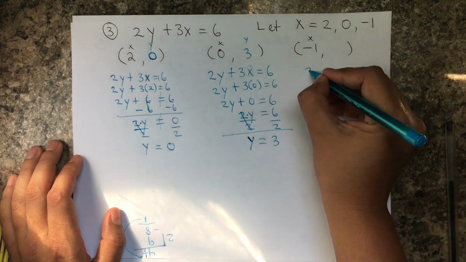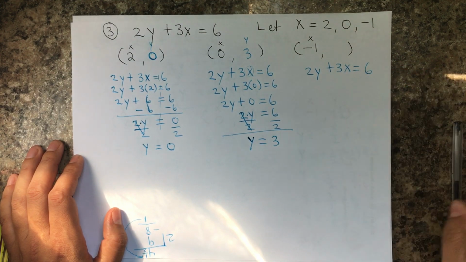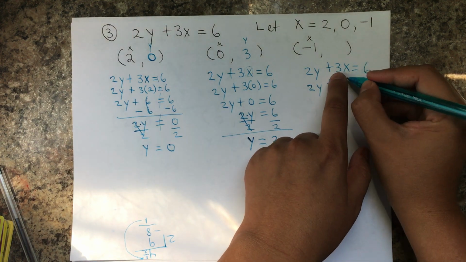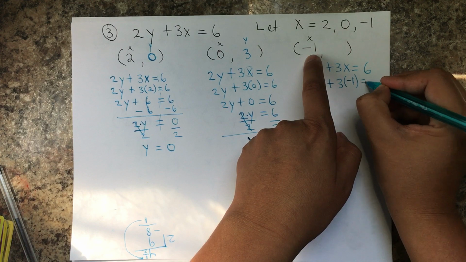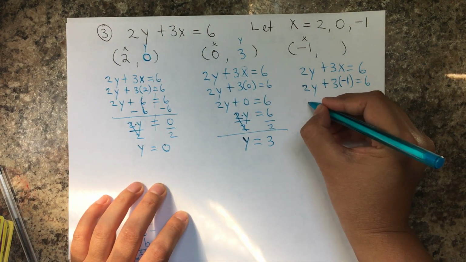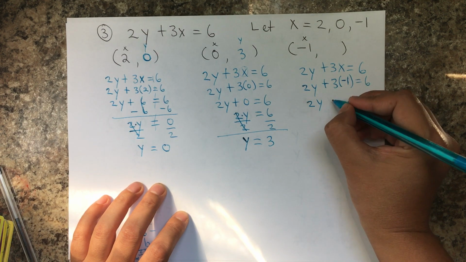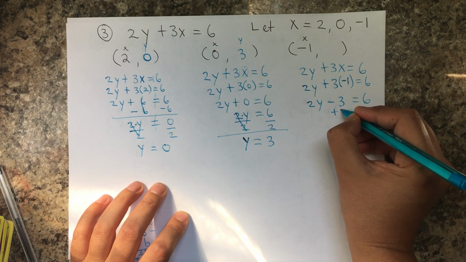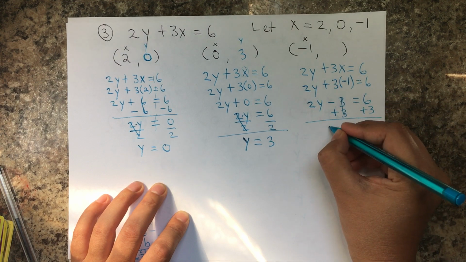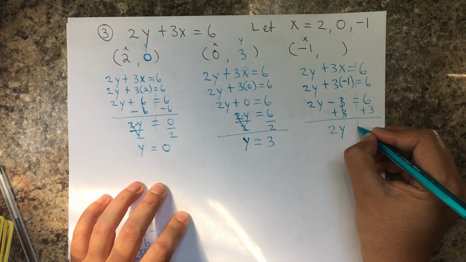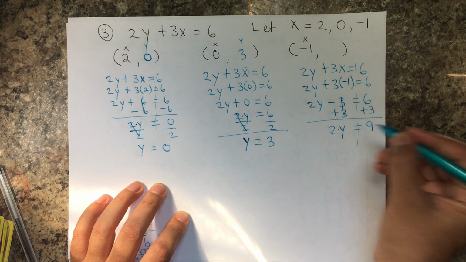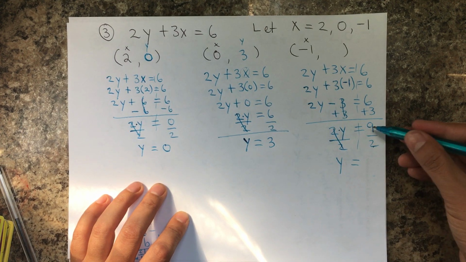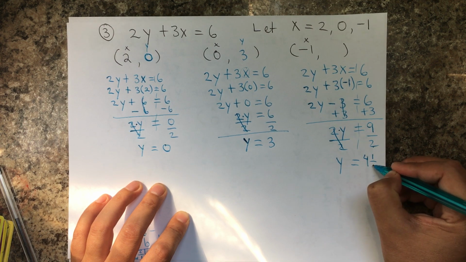Again, for the last one, I use 2y plus 3x equals 6. I substitute the value in here, so it's going to be 2y plus 3 times negative 1 equals 6. Remember that whenever you have a number and a variable, it means multiplication. I simplify this: 3 times negative 1 is negative 3, so 2y minus 3 equals 6. If I'm subtracting, the opposite of subtracting is to add 3 to both sides. I end up on this side with 2y equals 9. If I'm multiplying, the opposite of multiplication is to divide by 2. And so how many times does the 2 go into 9? It goes 4 times, and you have 1 left out of the 2.